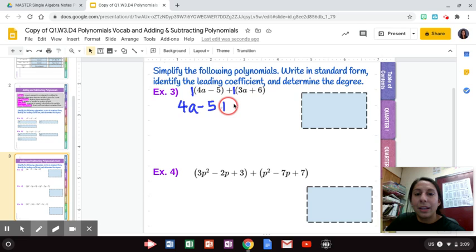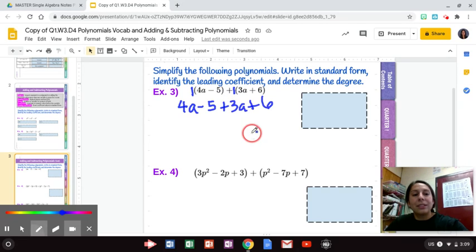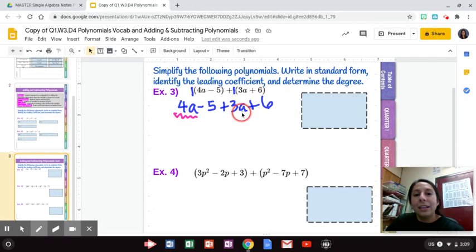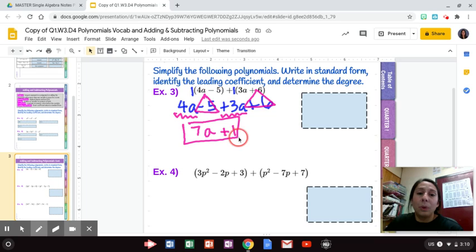So now that I got rid of the parentheses, I can go ahead and combine my like terms. So I have a here that can go with a here. So together that's 7a. And now we put our numbers together. A negative 5 plus 6 makes positive 1. So 7a plus 1. And that's already written in standard form for you. So 7a plus 1 is our standard form.